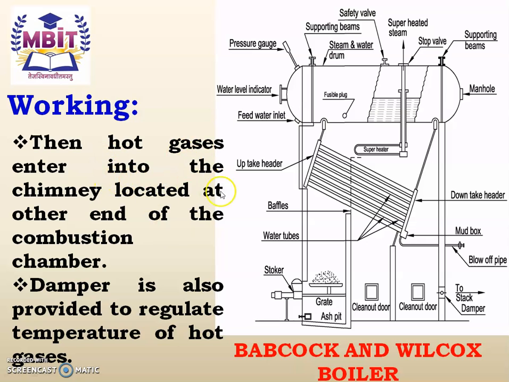Then hot gases enter the chimney located at the other end of the combustion chamber. A damper is also provided to regulate the temperature of the hot gas, at the bottom of the chimney. If the temperature of the hot gases is sufficiently high, then the damper is closed and the hot gases are not allowed to escape. They continue to heat the water until their temperature reduces sufficiently.